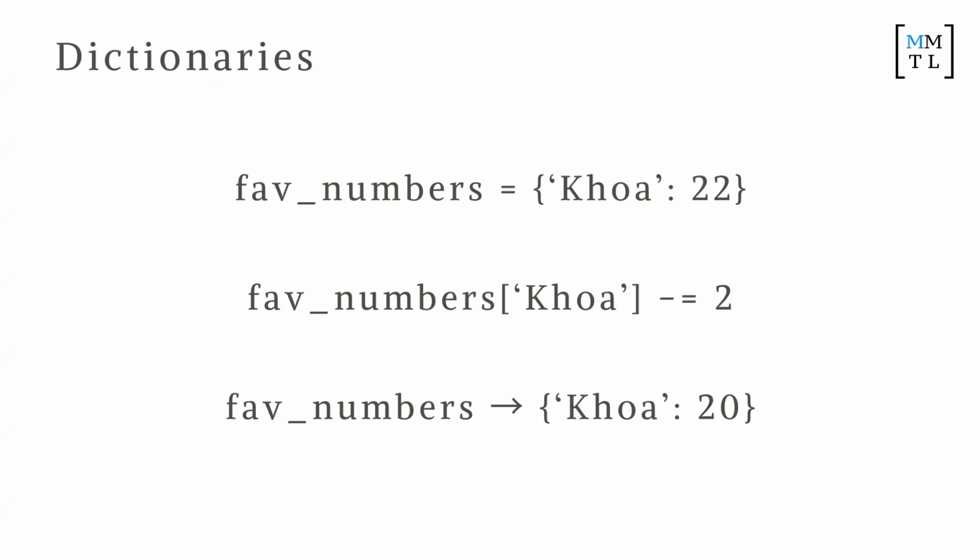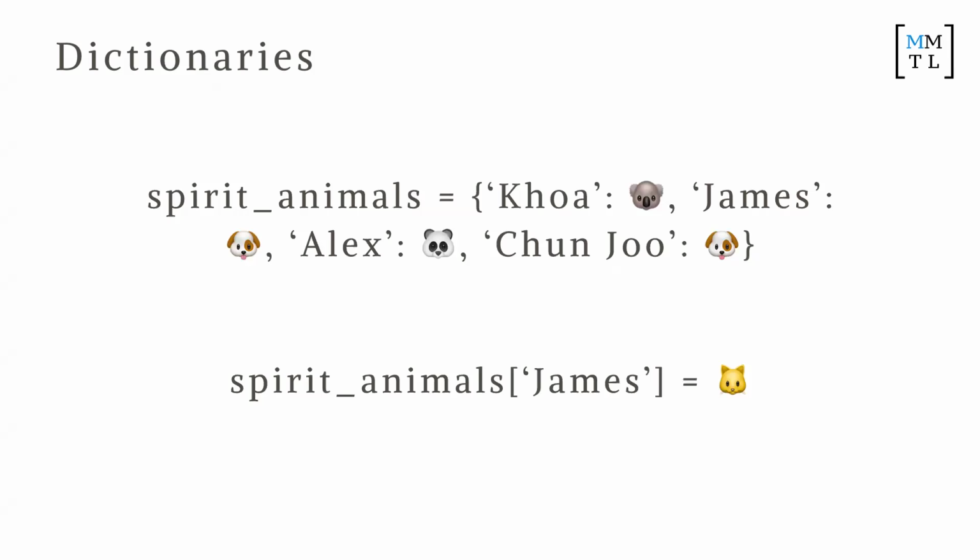Okay, so it works very similarly to other data structures as well. So we can change a value by using the similar index function as well. So for example, James's spirit animal right now is a dog. I can change it to a cat using the assign operator.